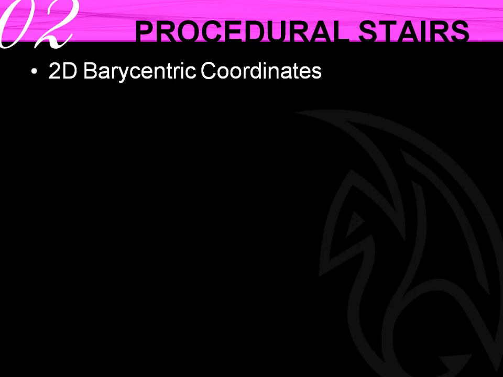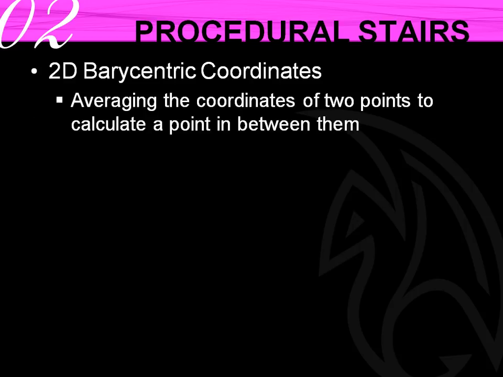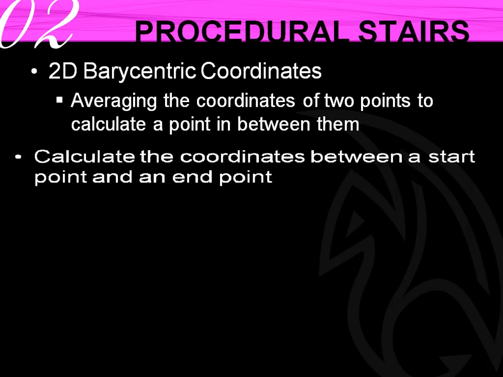So now that we know how to calculate the length of any edge in a right triangle, let's move on to the next formula, which is two-dimensional barycentric coordinates. And they're actually very, very simple. Essentially, a barycentric coordinate is the average of 2 points on an edge. So what you want to do, for example, to find a point along an edge, is average the coordinates of the 2 points that make up that edge to find a point along the edge.